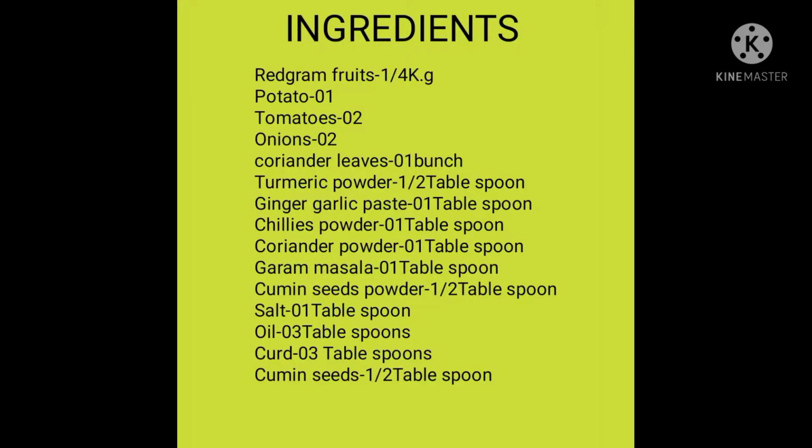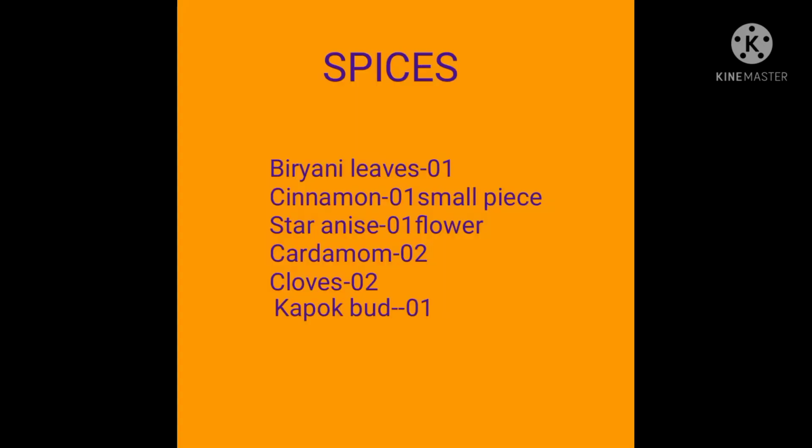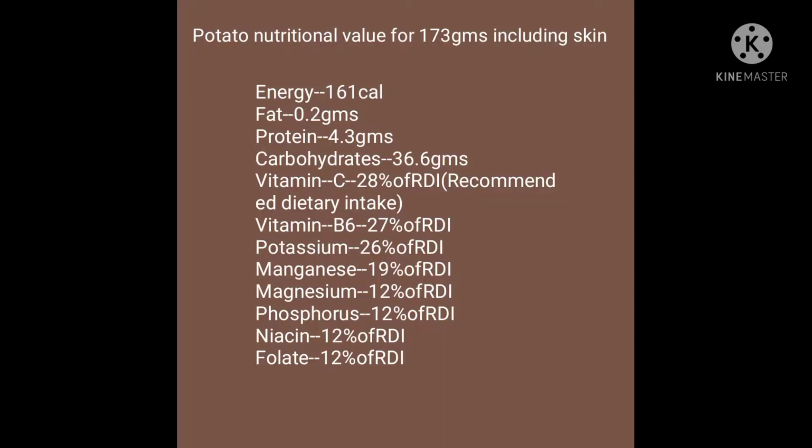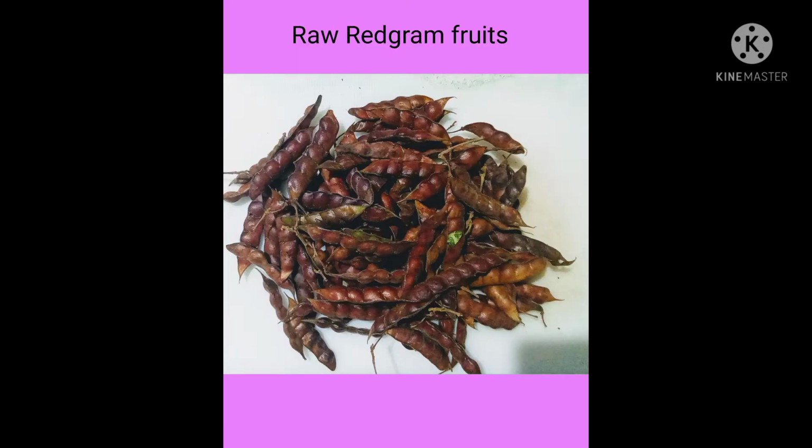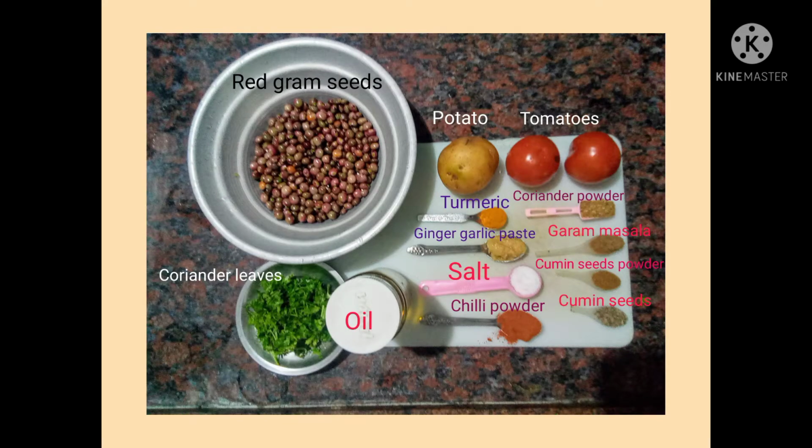Ingredients for red gram curry. Spices for red gram curry. Potato nutritional value for 173 grams including skin. Red gram nutritional value for 100 grams. Separate seeds from red gram fruits and boil them.